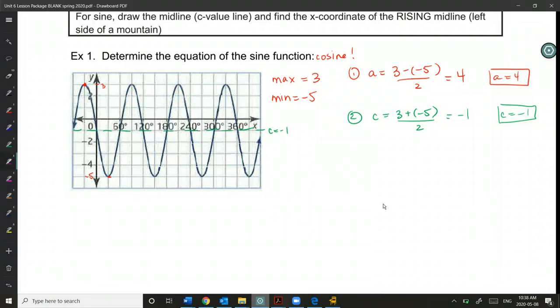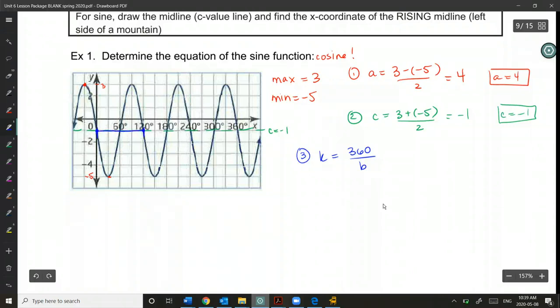Okay, next we're going to do the k value. So we can find the k value by doing 360 over the period, which we referred to as b. And period can be measured in a bunch of different ways. So we talked about this in our last lesson. But the period of a function I can measure from min to min, I can measure from max to max, or I can even start on a midline and measure one full valley and one full mountain. And I think that's actually the easiest way to measure the period here.